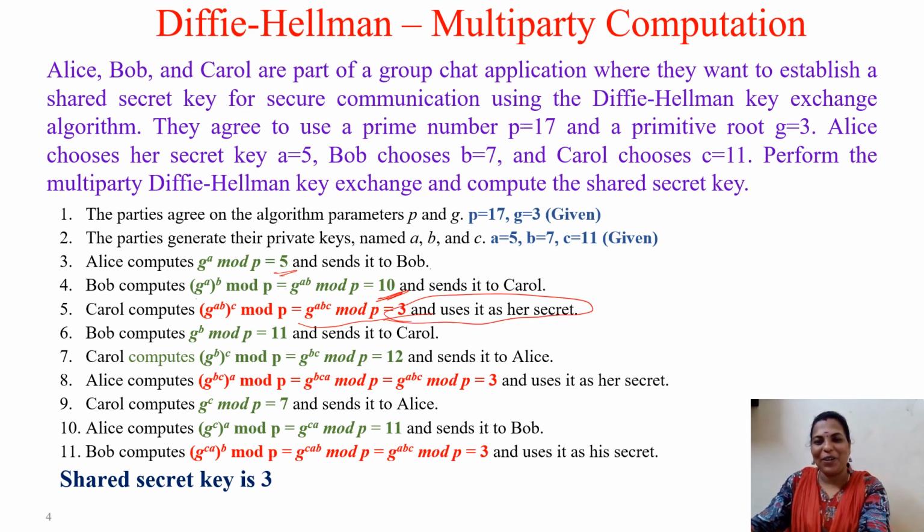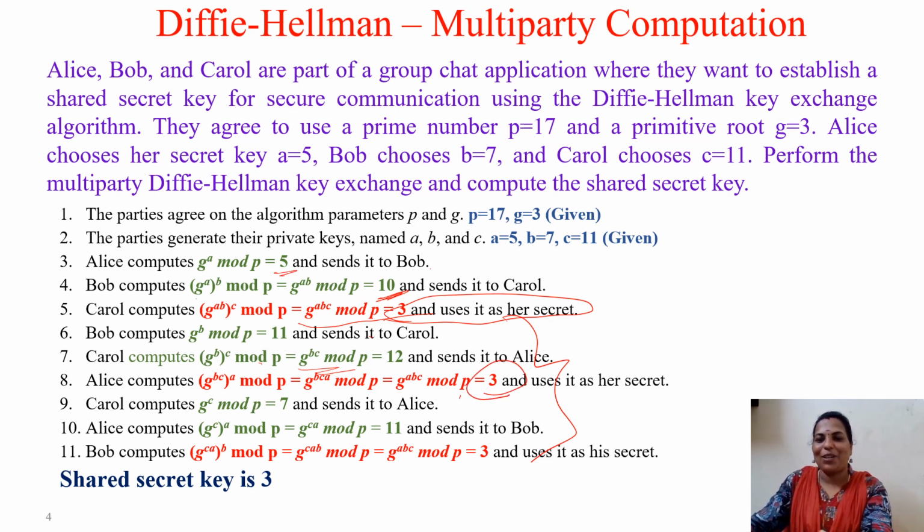So right now we know what the value is. But anyway, we have to perform the other steps also, and finally conclude that the shared secret key is 3. Here you see Bob computes g power b mod 11 and sends it to Carol. Then Carol computes the value g power bc mod p and sends it to Alice. Then Alice computes g power abc mod p. So now also we are getting the value 3.